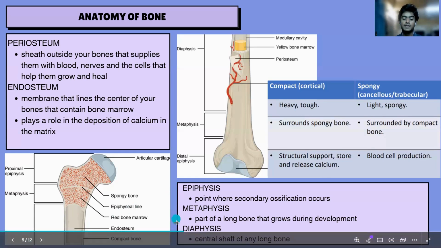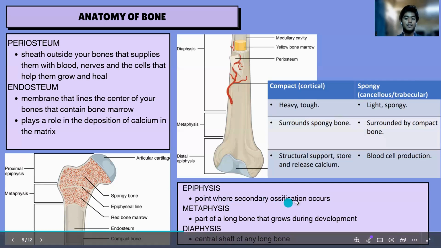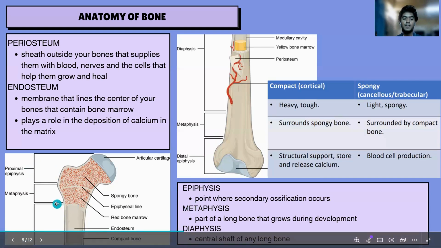So here are three extra parts. Firstly is the epiphysis, or up here, a point where the secondary ossification occurs. Apart from up here, it's also down here, basically at the edge of every bone. Then we also have the metaphysis, which is the part of the long bone that grows during development. Lastly, there's the diaphysis, which is the central shaft of any long bone.